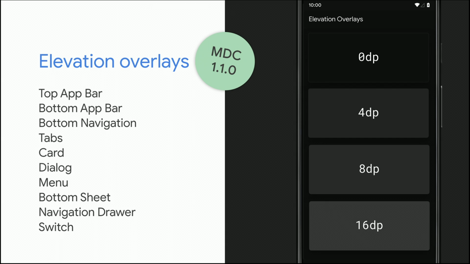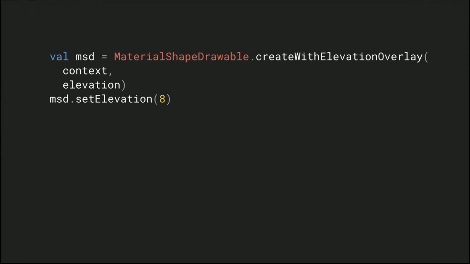So to use elevation overlays, all of the components in Material Design Components version 1.1 onwards will support this out of the box. These are the components which use the color surface attribute for their background color and support elevation. And as such, just by setting the elevation on the components, you'll get this surface overlay behavior. But if you want to build this behavior into your own custom components, there's a couple of options. Firstly, you could use the MaterialShapeDrawable, which is the background drawable which powers a lot of Material shape theming as well as these Material elevation overlays. And you can use these in your views as well.